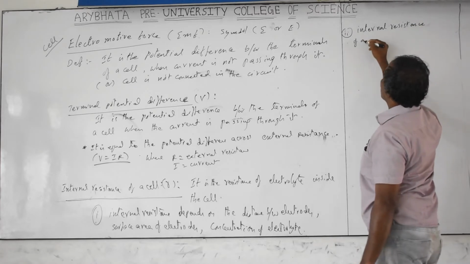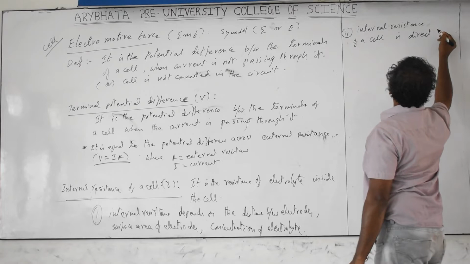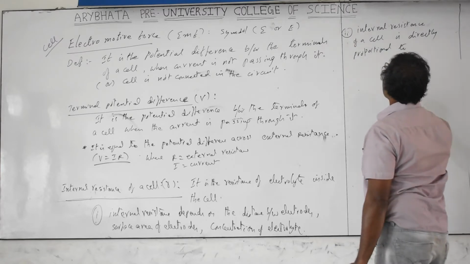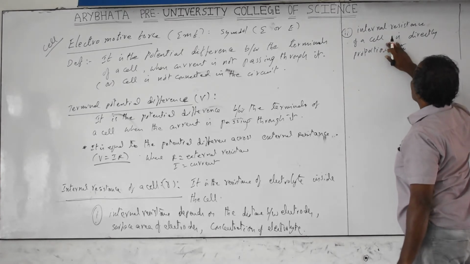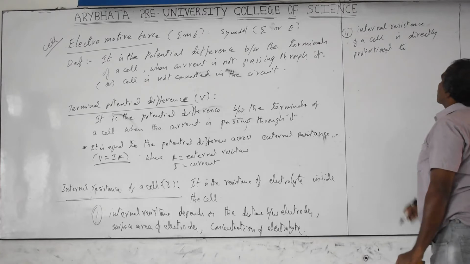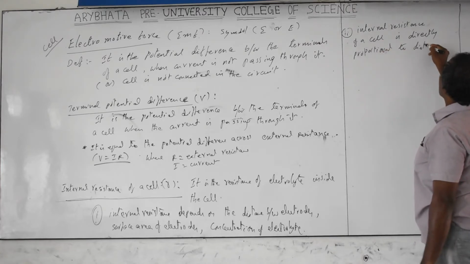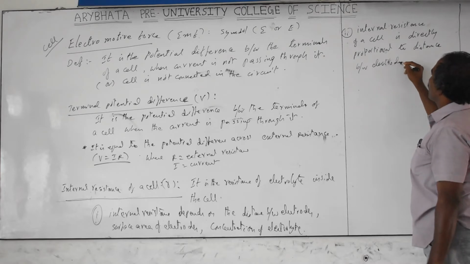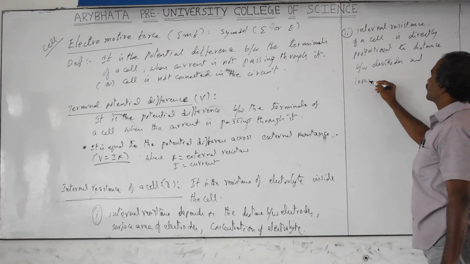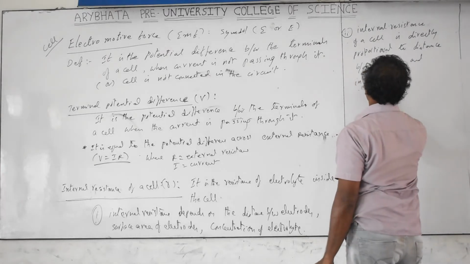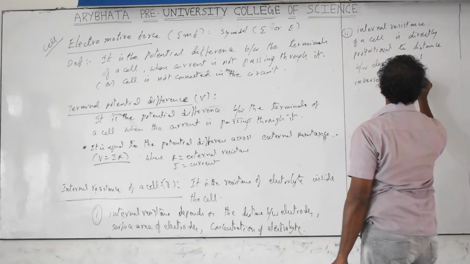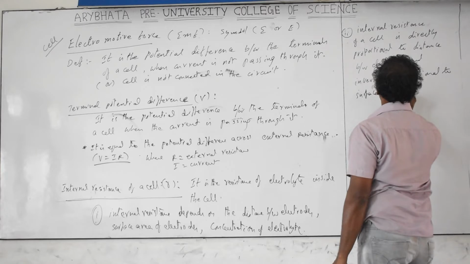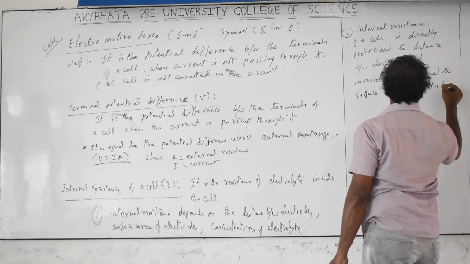Internal resistance of a cell is directly proportional to the distance between the electrodes, and inversely proportional to the surface area of the electrodes. More surface area means more current.